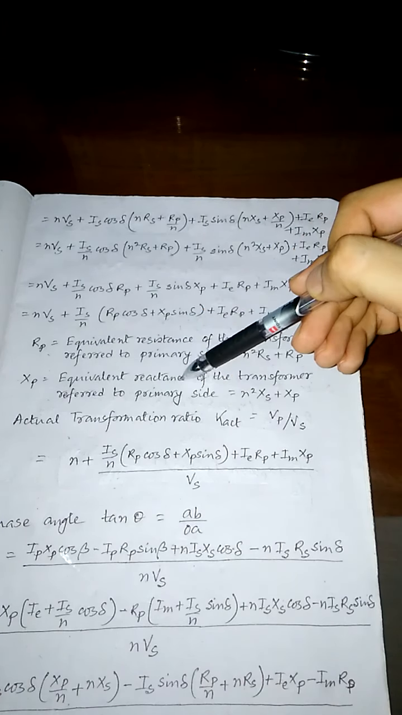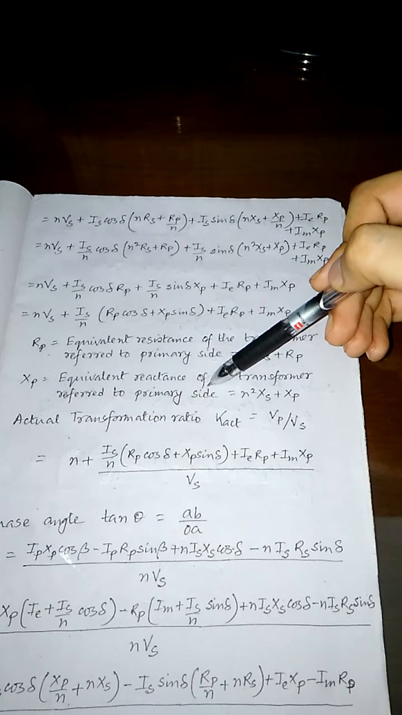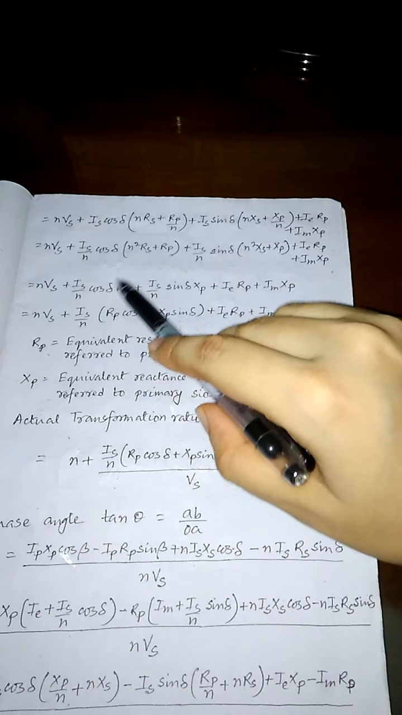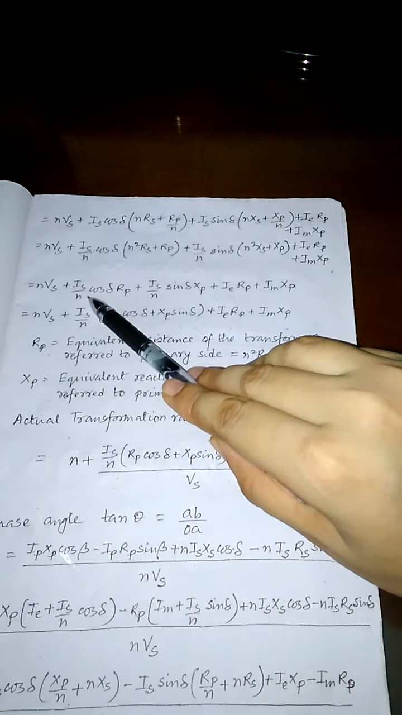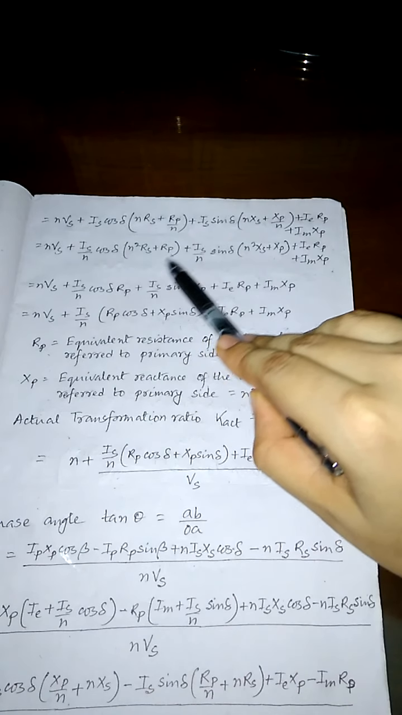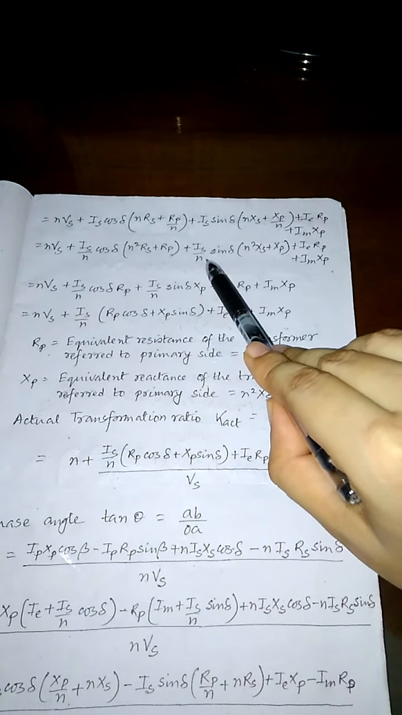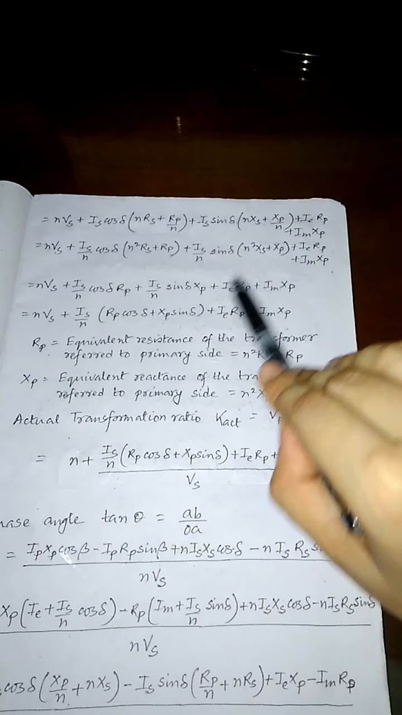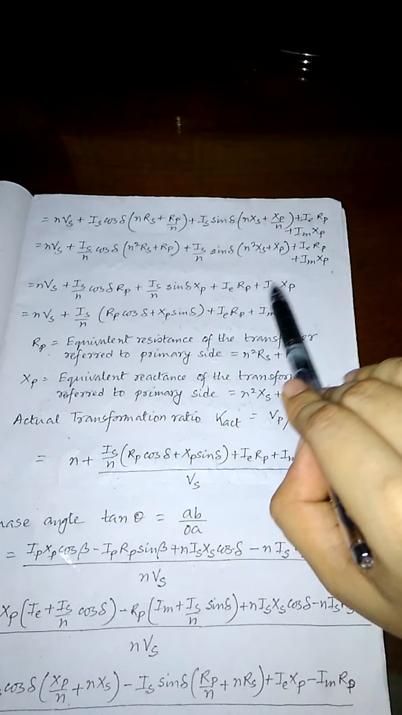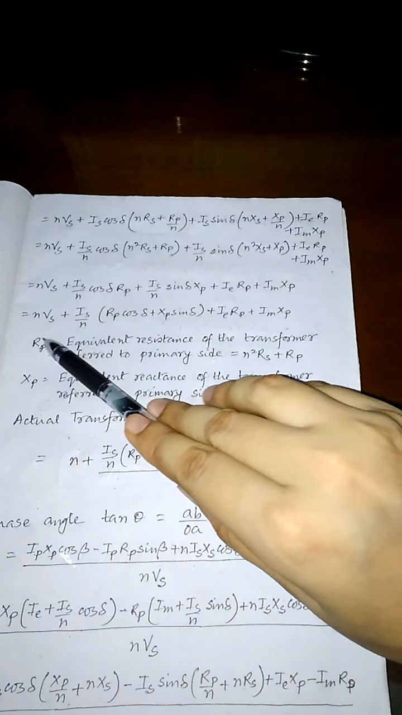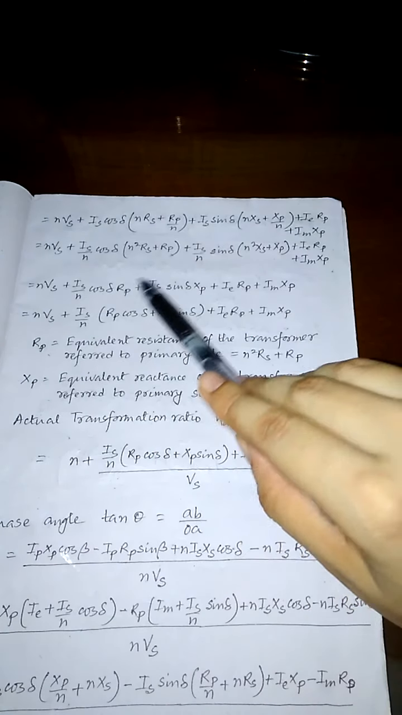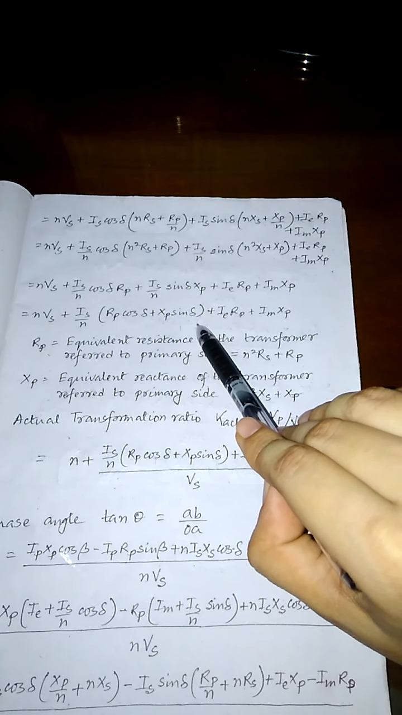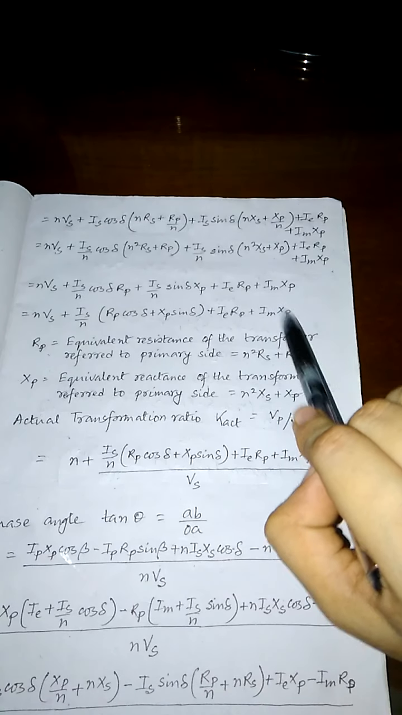XP is the equivalent reactance of the transformer referred to the primary side, that is N square XS plus XP. So what happens? Considering this, IS by N cos sigma RP, this total term is considered as RP, plus IS by N sin sigma XP, this total term is considered as XP, plus IERP plus IM XP. So NVS, IS by N taking common, that is RP cos sigma plus XP sin sigma, plus IERP plus IM XP.